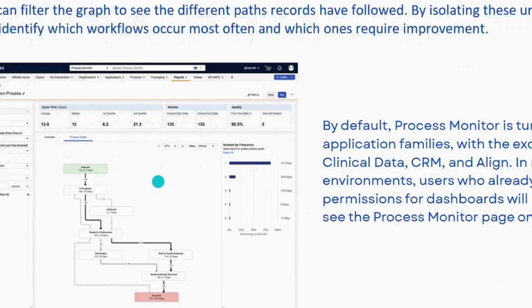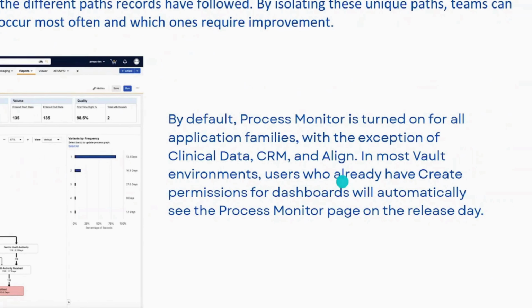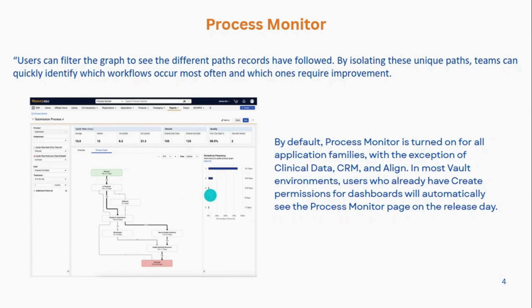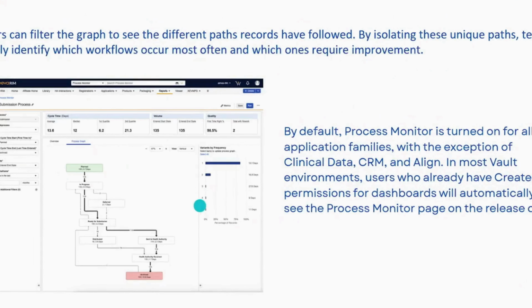But there is another constraint for process monitor: there are some exceptions, that is, the process monitor is not available on Clinical Data, CRM and Align applications, right? And whoever has the permission on the dashboard will get automatic access to the process monitor page. That is one of the access rules you should know, right?